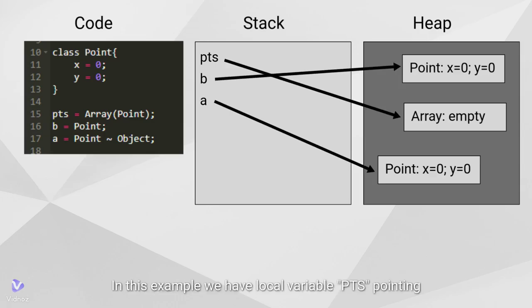In this example, we have local variable PTS pointing to the empty array instance, variable VB referencing an instance of class Point, and a variable A of type pointer to an object which also references a Point instance.